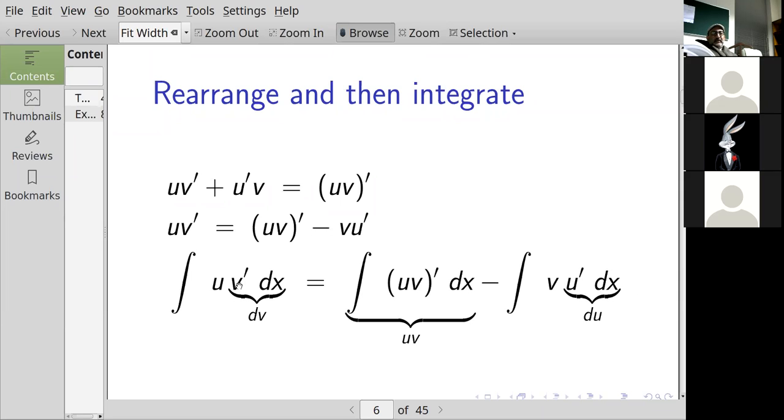But v prime dx is by definition the differential dv. And u prime dx is by definition the differential du. And the integral of the derivative of uv is by definition uv plus some c, basically. Right? Okay, got it, sir. Thank you.